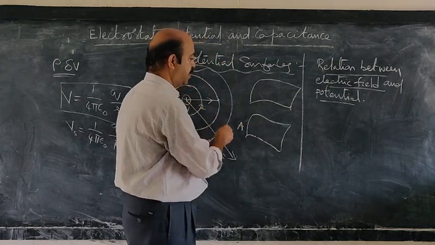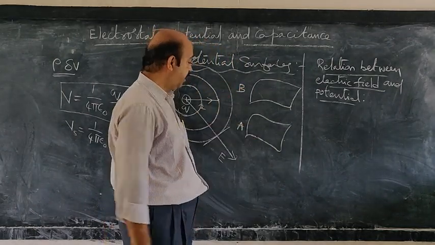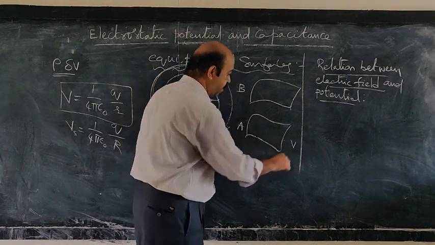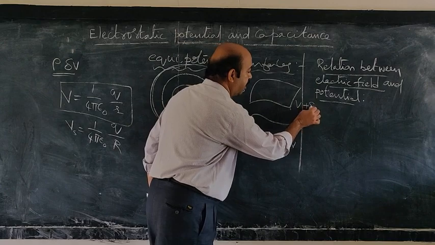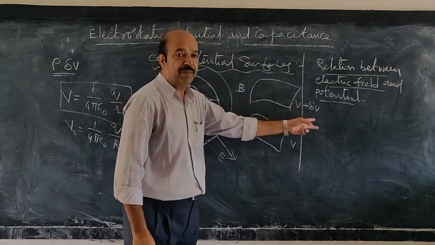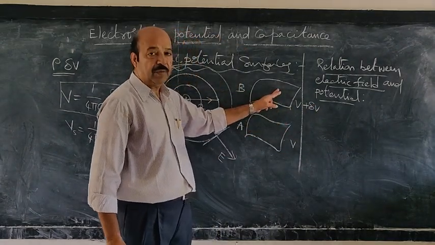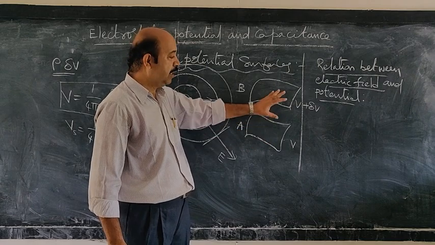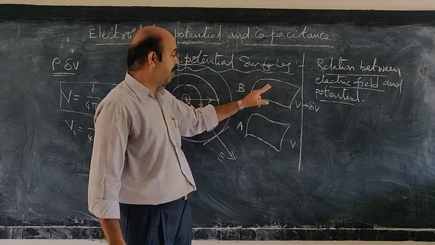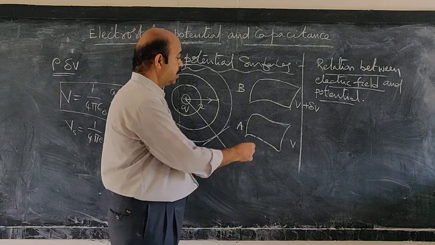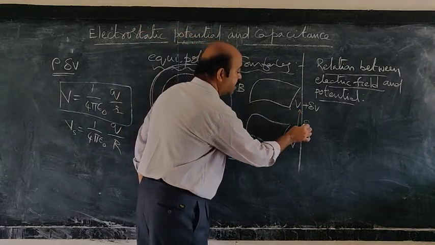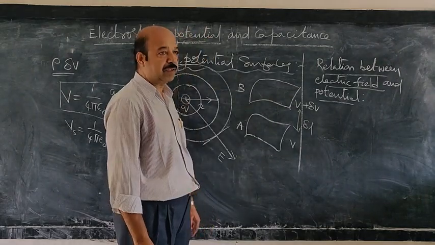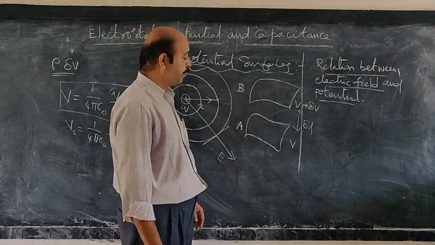So let us say this is surface A, this is surface B. The potential of A is say some V. The potential of B is say some V plus delta V. See, this plus delta V doesn't mean that it is having more potential than this. There is only a change in the potential of B when compared with A. So let us suppose the separation between the surfaces is say some delta L, perpendicular distance between the surfaces.